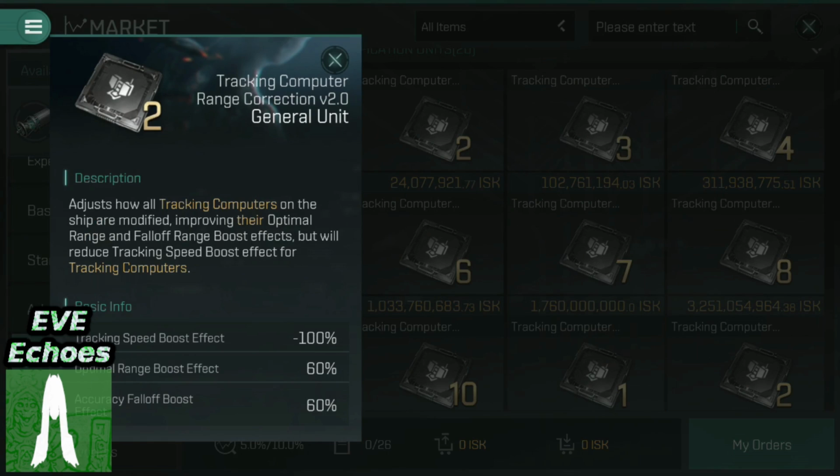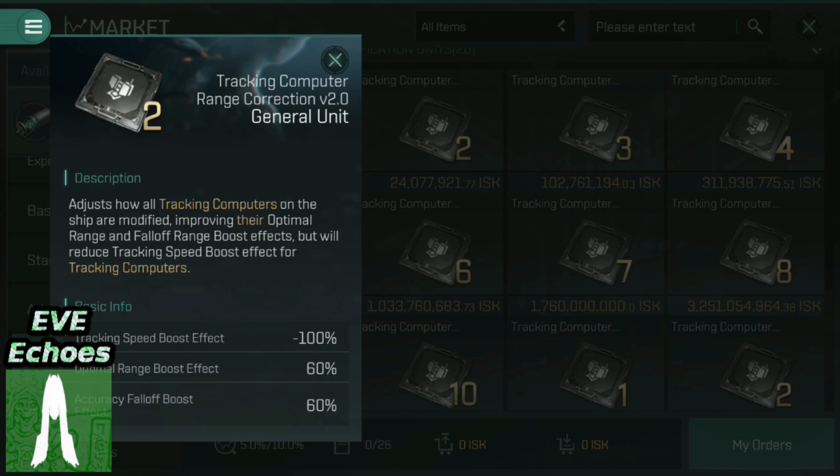So as you can see up on screen right now, this little device boosts the tracking computer's optimal range and accuracy fall-off bonuses by 60%. That range boost is humongous, but there's the cost. The tracking computer module that is getting all of these bonuses loses all of its tracking speed bonuses.